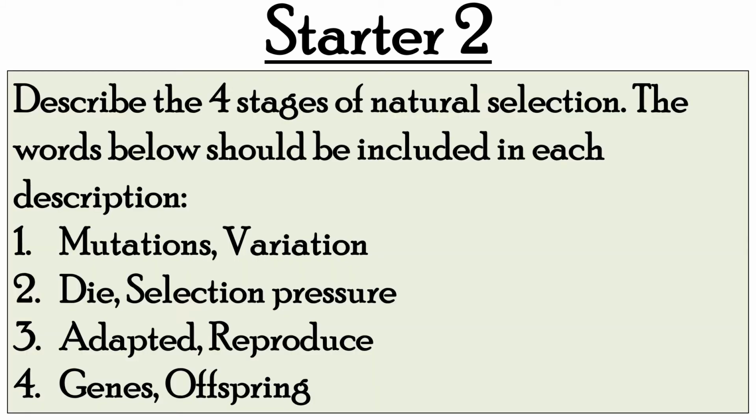Second part, try this. Describe the 4 stages of natural selection. The words below should be included in each description. So press pause and see if you can come up with that. This is the equivalent of what could be a 4-mark question in an exam paper. So, the stages of natural selection.